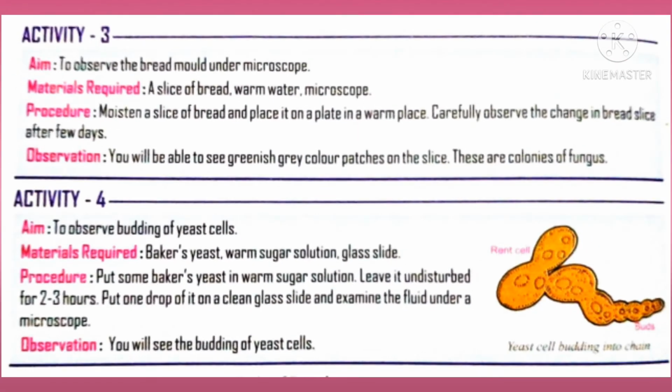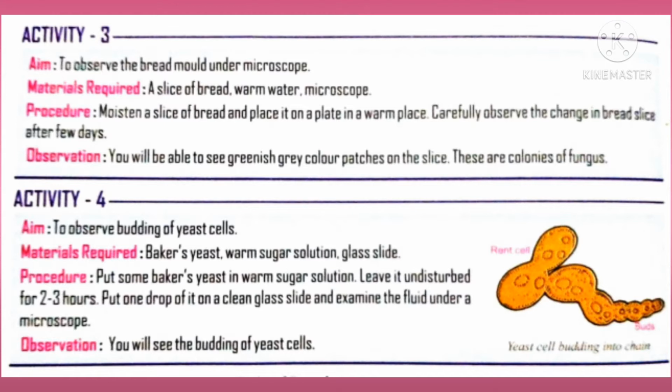We are going to continue the second chapter on page 32 and 33. Activity 3 shows the presence or growth of fungus on bread. Here the materials required are bread, warm water, and a microscope.